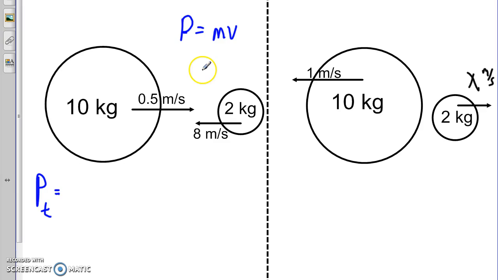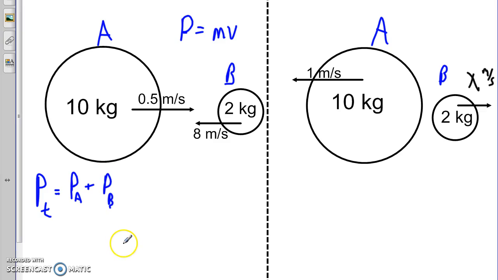So the total momentum is essentially going to be, let's label these two objects. And again, you can label them yourself. Sometimes they will be labeled, but you can always add your own labels. So the total momentum is going to be the momentum of A, which I'll just say is PA, plus the momentum of B. That is the total momentum. Now we just need to figure out what PA and PB are.